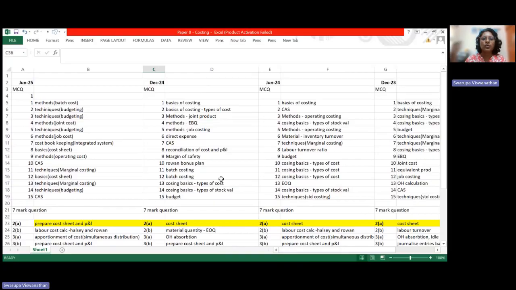Okay, so now we will go to the revision series and we will give more importance to methods and techniques.